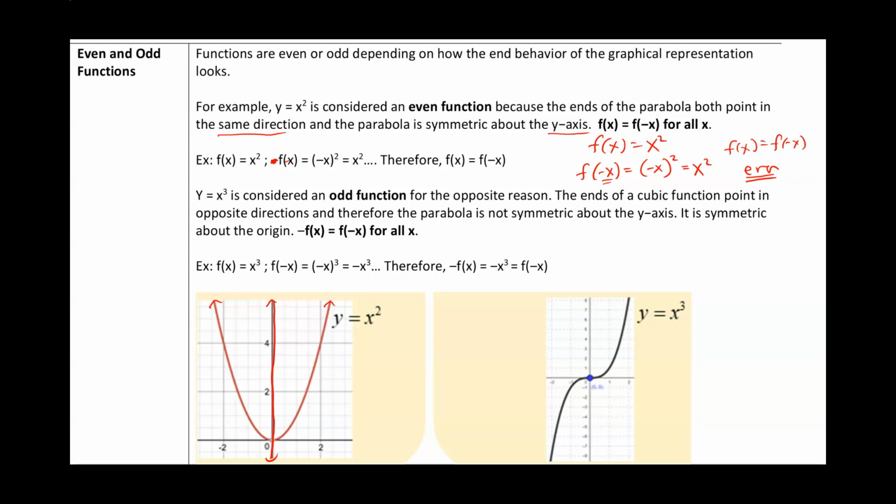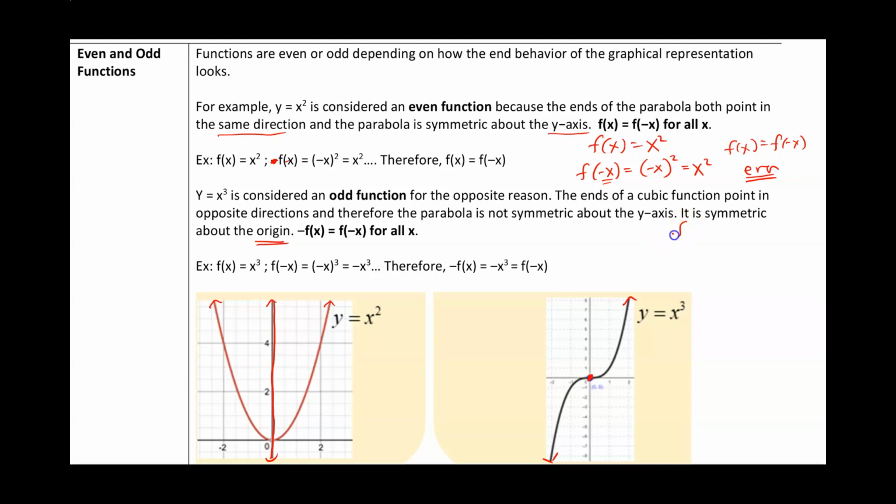A function is odd for the opposite reason. The ends of an odd function have to go in opposite directions. So notice that one end goes to positive infinity, one end goes to negative infinity. And the graph is symmetric about the origin, which means if you look at the origin, it has the same shape on both sides. Algebraically, negative f of x equals f of negative x for all x values. That makes the function an odd function.